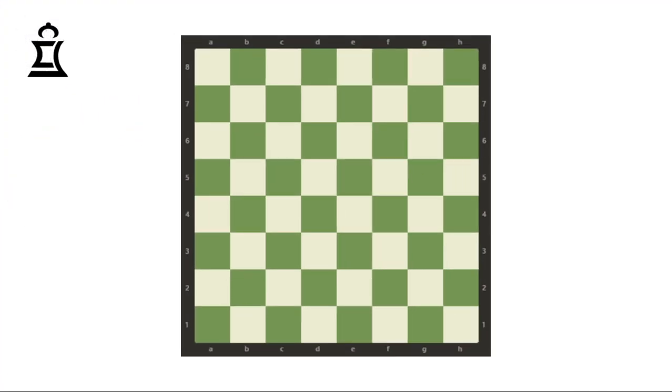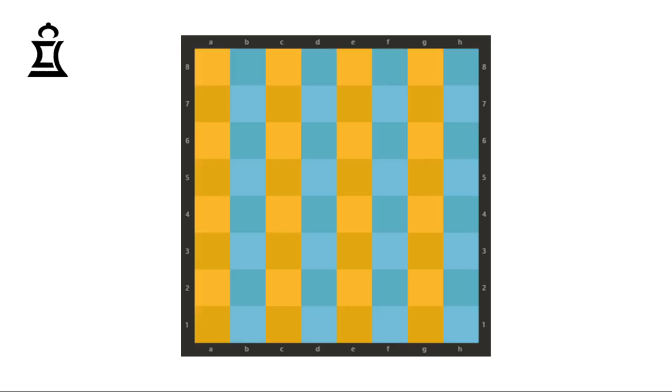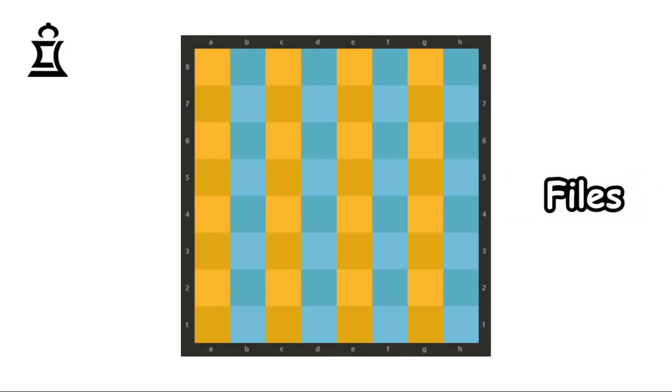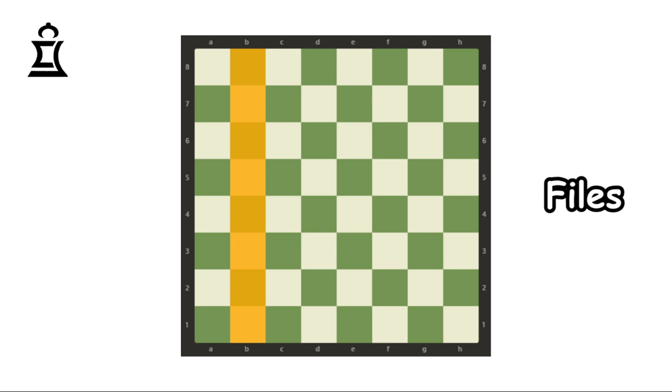A chessboard is a square-shaped board. It has 8 vertical columns and 8 horizontal rows, files and ranks. The columns are called files, and they are denoted as A, B, C, D, E, F, G, H. This is the B file, this is the E file, and this is the H file.